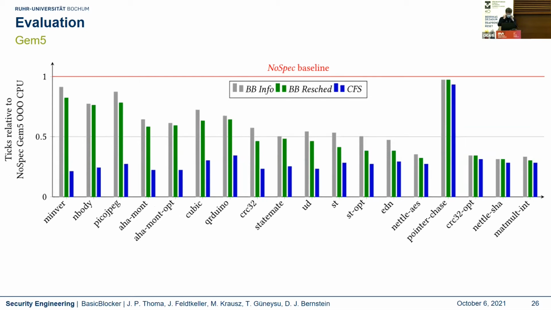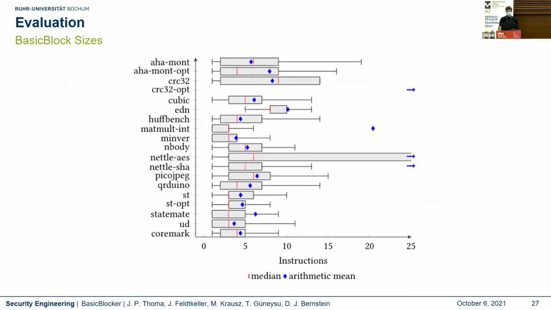So for the gem5, we have a similar picture here. We have some benchmarks where basic blocker does not perform as well as branch prediction or control flow speculation at all, and we have some cases where we have a similar outcome. If we look more closely into the structure of the code, where we perform well or not, then we can see the dynamic basic block sizes of the code we execute, which means that we weight the size of the basic blocks by the number of times they are executed.